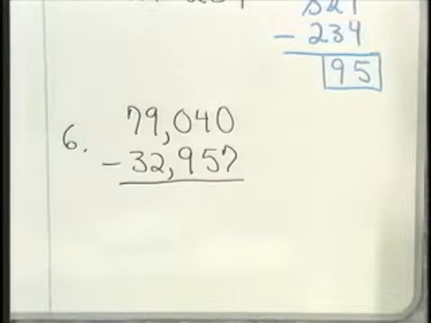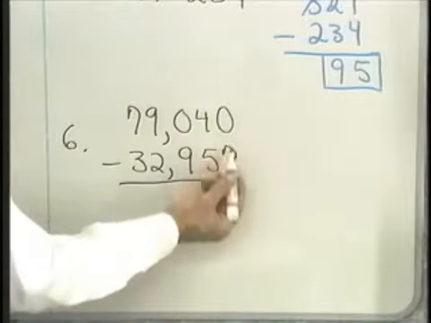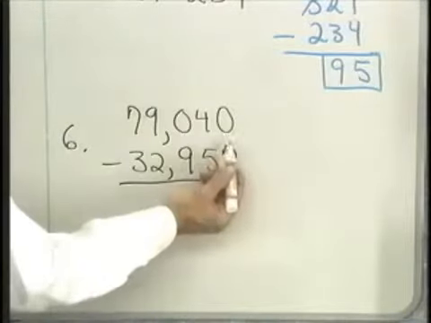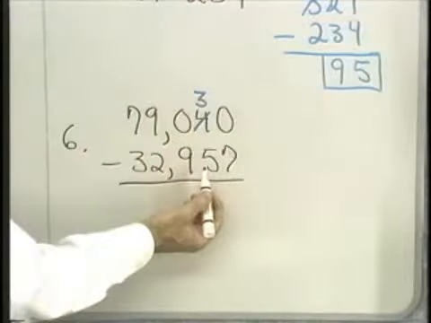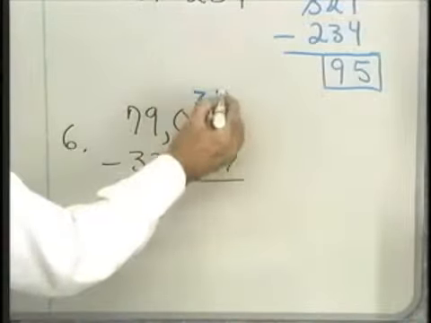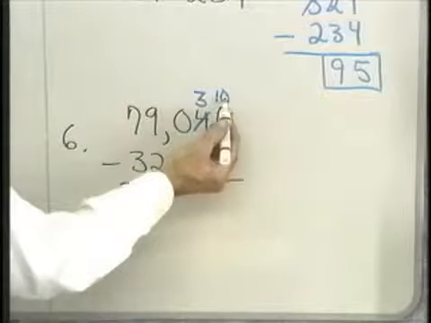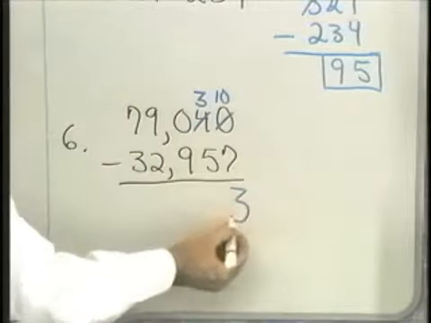79,040 subtract 32,957. I go over to the ones column. 0 subtract 7 I can't do because 0 is less than 7. I go to the 4. I borrow 1 from it. That gives me 10 ones in this column. Now 10 subtract 7 is 3.